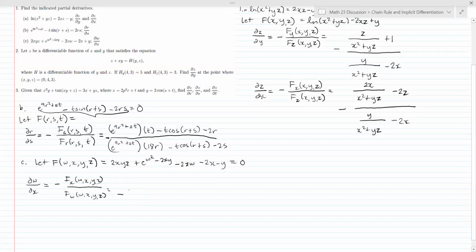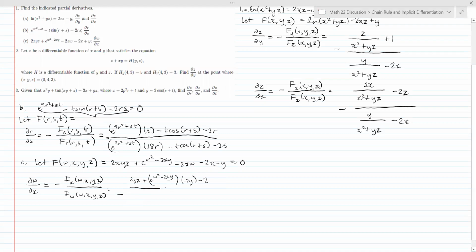Partial with respect to x. Ano yan? With respect to x tayo, 2yz plus e to the w squared minus 2xy by chain rule. Ano yung variable natin? X. So, meron tayong negative 2y. Okay? Mag-zero itong next term, minus 2 na lang.